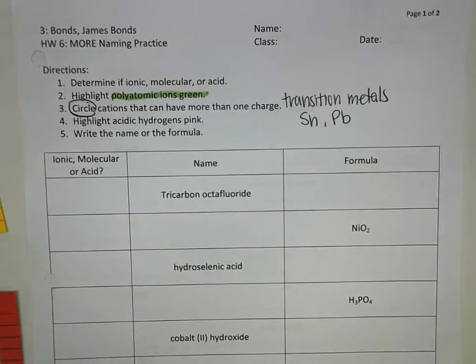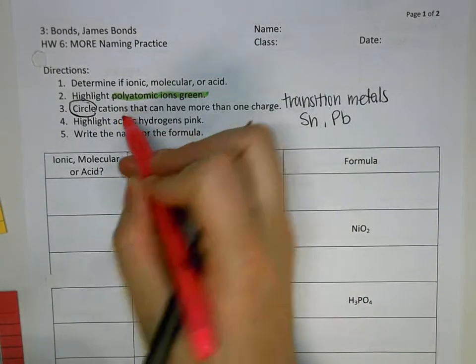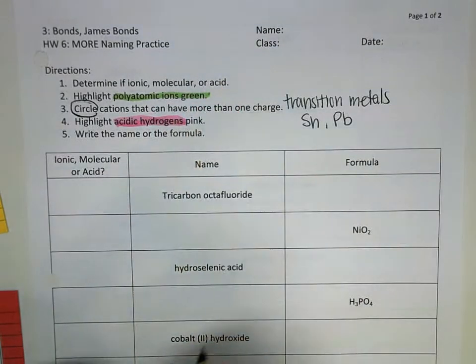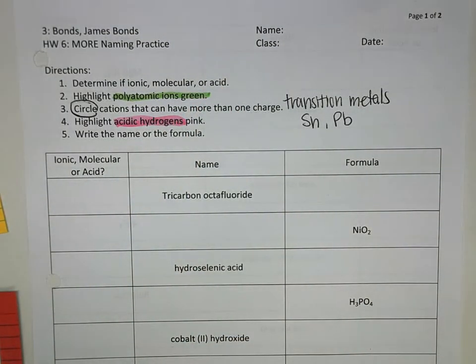Highlight acidic hydrogens in pink. So any hydrogens that are from an acid, those are going to be pink. And then write the name or the formula.